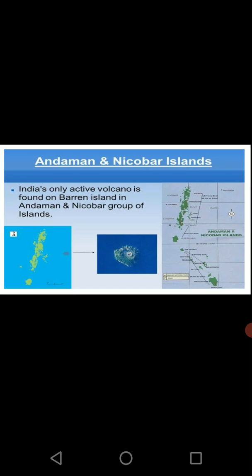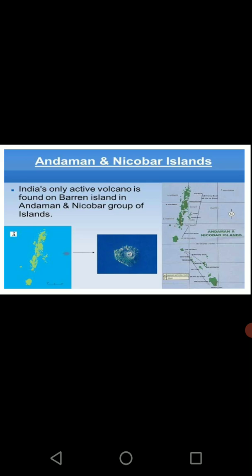The next group of islands is Andaman and Nicobar, which is located in the Bay of Bengal. The northern islands are the Andaman Islands, which has its headquarter, that is Port Blair. And the southern part of these islands are the Nicobar Islands. India also has a volcano, and this volcano is found in the Andaman and Nicobar Islands, which is known as Barren Island, as nobody stays over there.